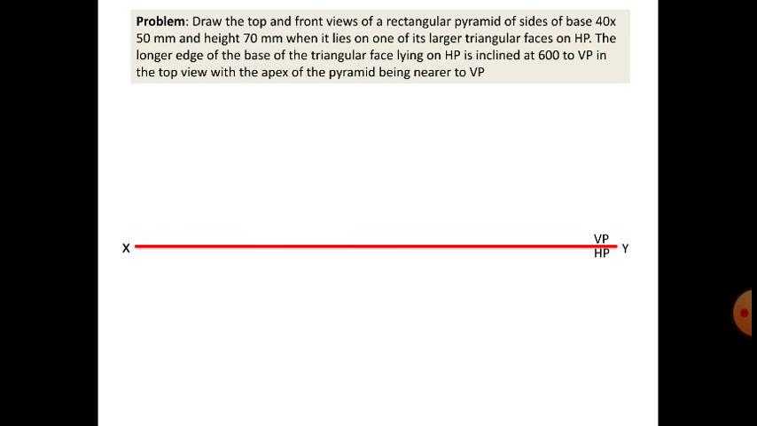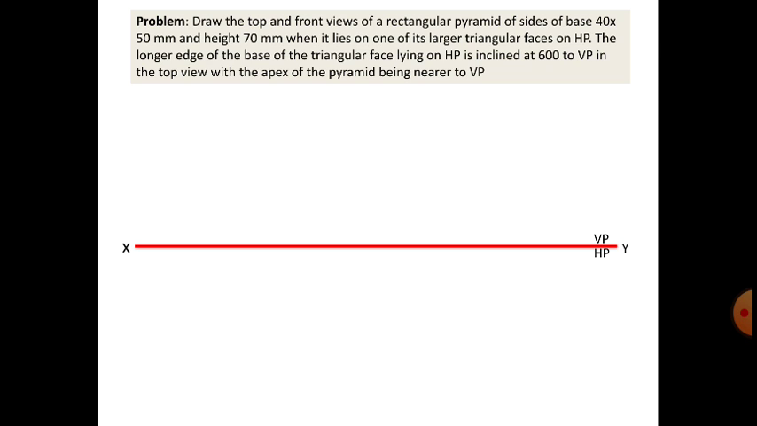So first read the question properly. Draw the top and front view of a rectangular pyramid with a base of sides 40 by 50 mm and a height of 70 mm, when it lies on one of its larger triangular faces on HP. The longer edge of the base. Listen here, this is important. The longer edge of the base of the triangular face is lying on the HP and it is 60 degrees, not 600, it is 60 degrees to VP.